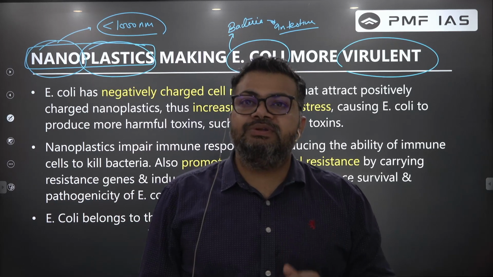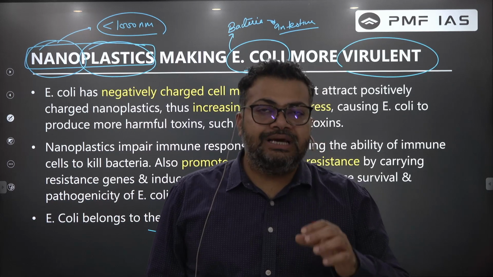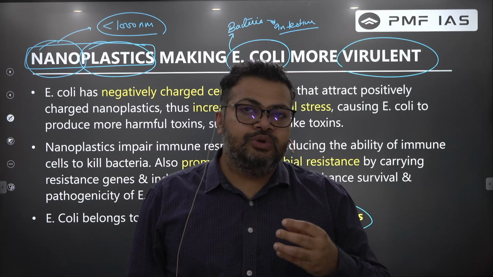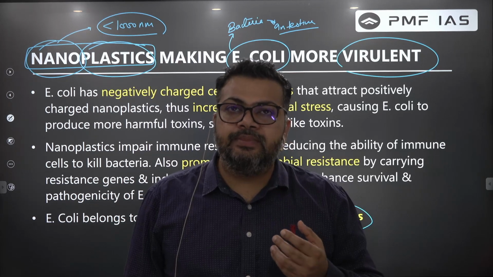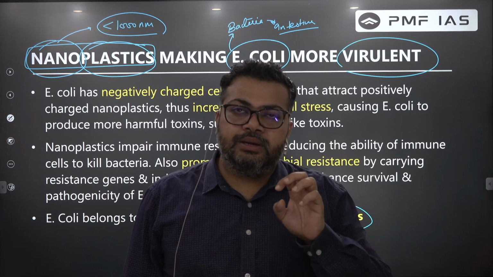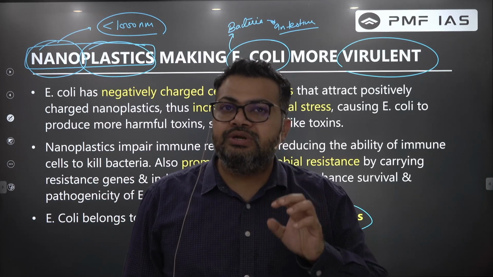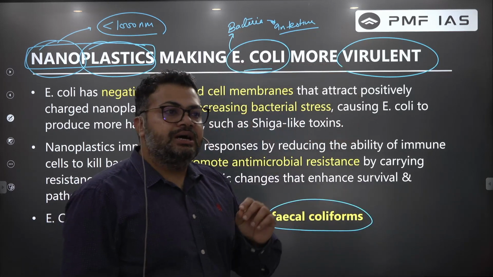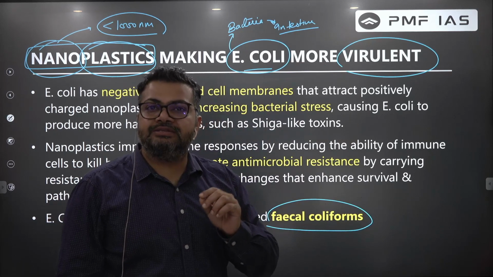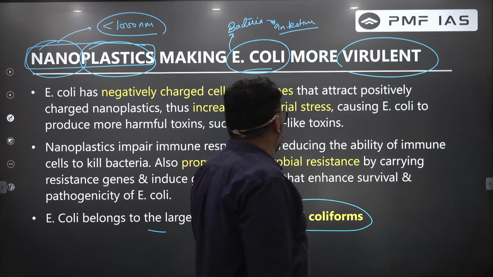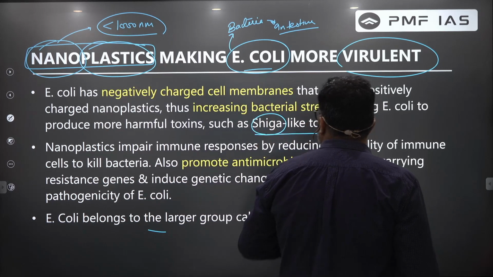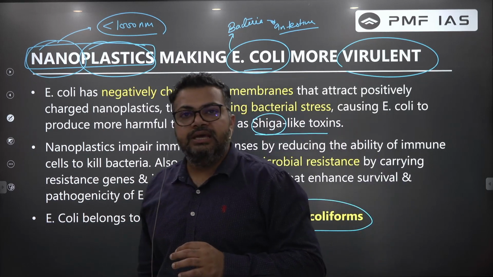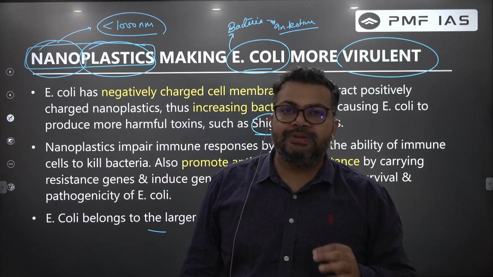Now this has been found out that when the E. coli's immune system starts to trigger, in the process of creating immunity against nanoplastics, E. coli have been found to produce a certain kind of very toxic substances called Shiga toxins. These Shiga toxins are considered to be highly dangerous because they can cause damages to spleen, kidney and various other human organs.